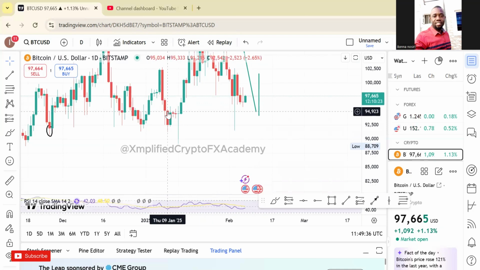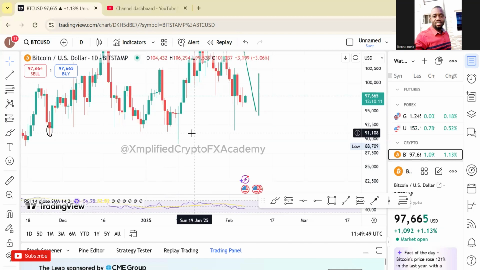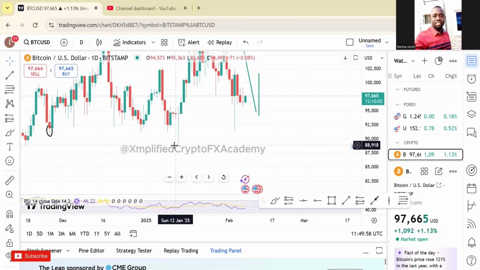Looking at this tweezer bottom now, it's not a tweezer bottom because the lows should be of equal lengths, but these are not of equal lengths. So it's not an entry. Even if you had entered, the market would have stopped you out here and even brought you down here, and you might be afraid and let go of the market. So it's not an entry opportunity.